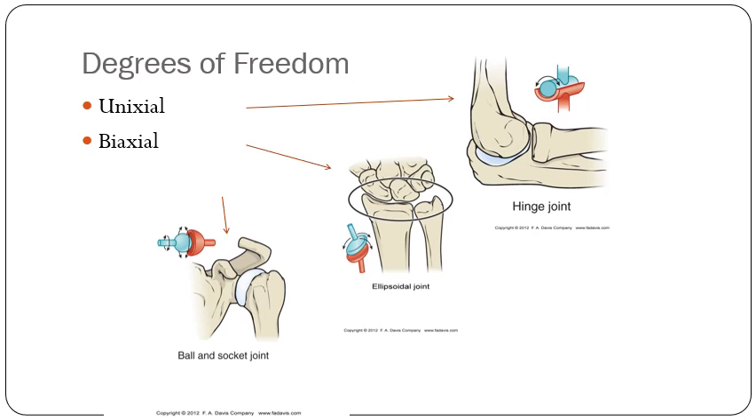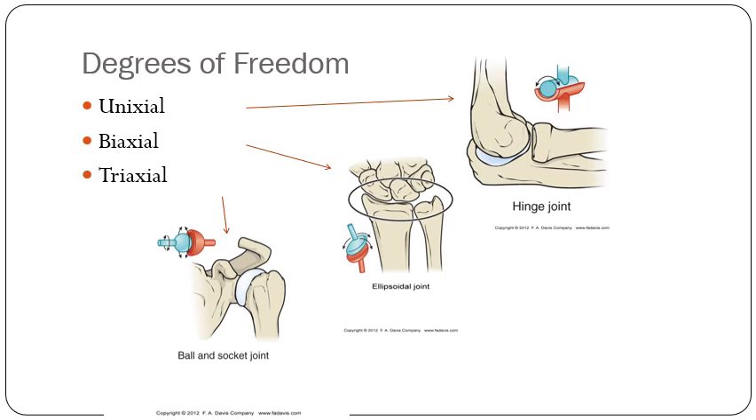So if we were to look at the wrist joint, for instance, which is considered an ellipsoidal joint, you can flex and extend the wrist. That's 1 degree. You can also do radial and ulnar deviation, or also abduction and adduction if you're using that, but that would be the 2nd degree of freedom. So you have 2 degrees of freedom at the wrist joint.